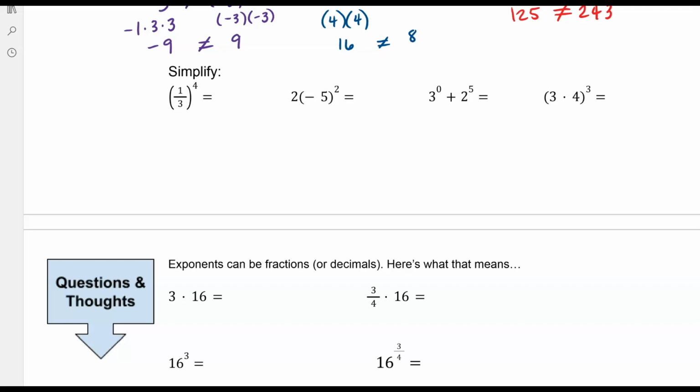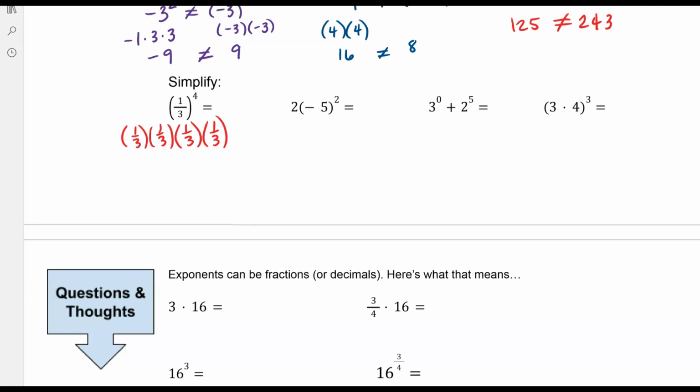I just want to take that base of 1/3 and use it as a factor 4 times. So I could rewrite this as 1/3 times 1/3 times 1/3 times 1/3. Now when we multiply fractions together, we multiply the numerators. 1 times 1 times 1 times 1 is 1. And we multiply the denominators. So 3 times 3 is 9, 9 times 3 is 27, and 27 times 3 is 81. Feel free to check that in your calculator, but do not give a decimal answer, and make sure that you understand the definition of exponents.